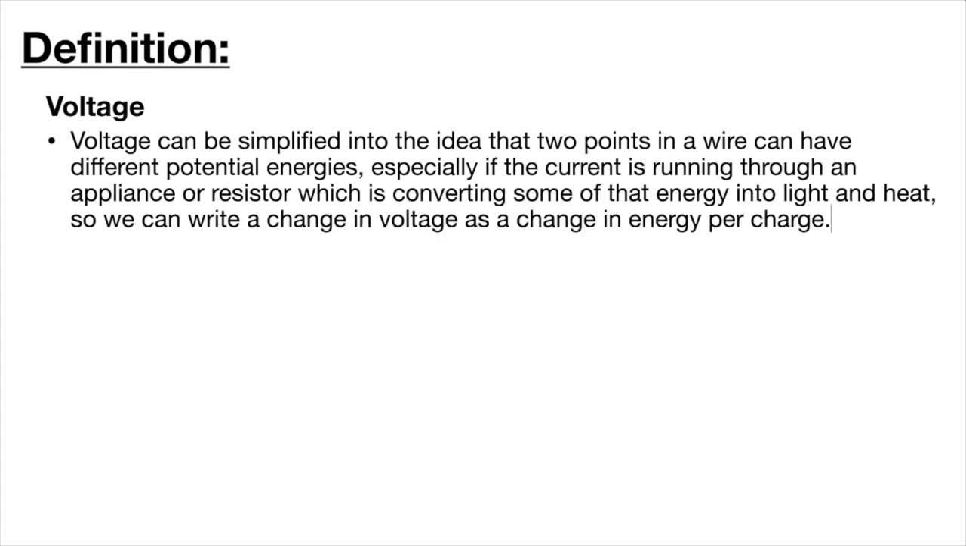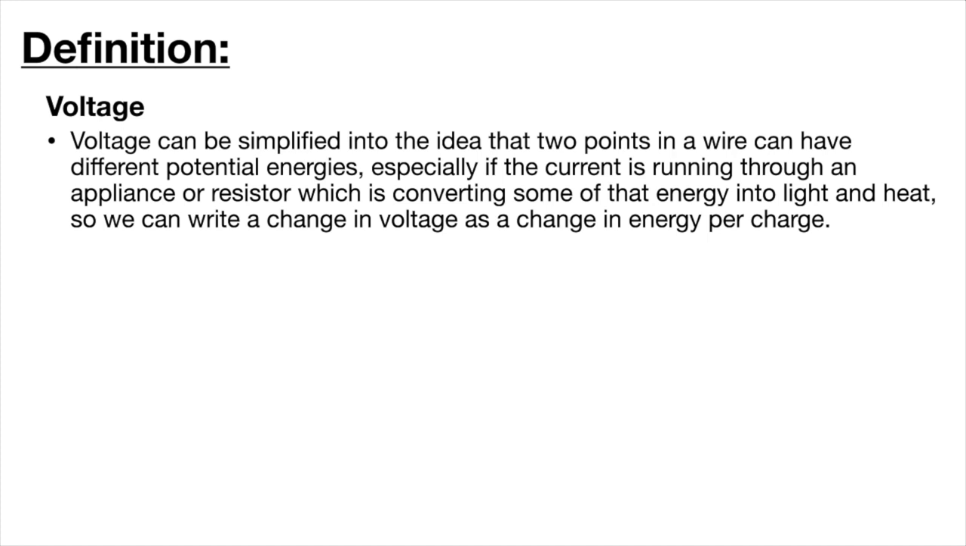Voltage. Voltage can be simplified into the idea that 2 points in a wire can have different potential energies, especially if the current is running through an appliance or resistor, which is converting some of that energy into light and heat.